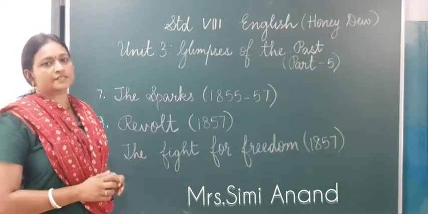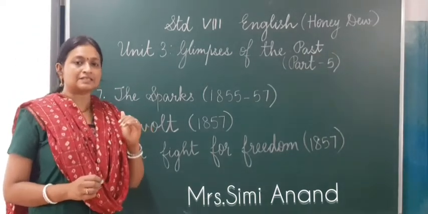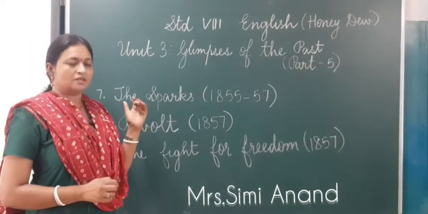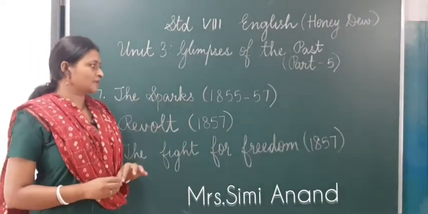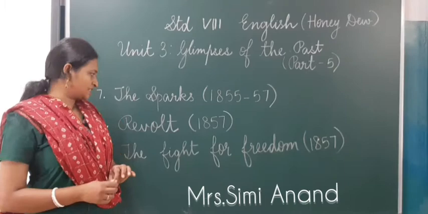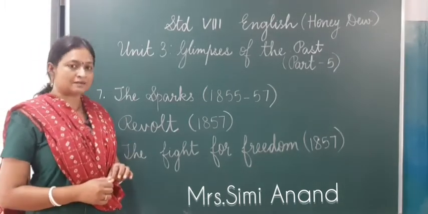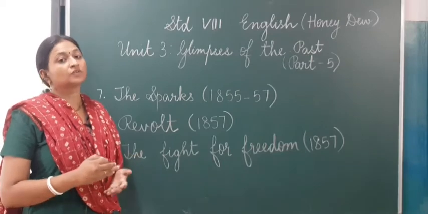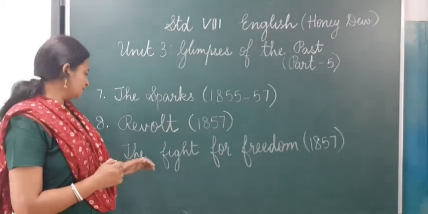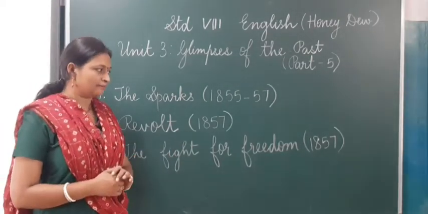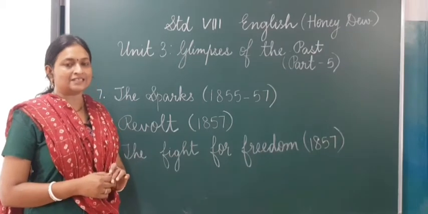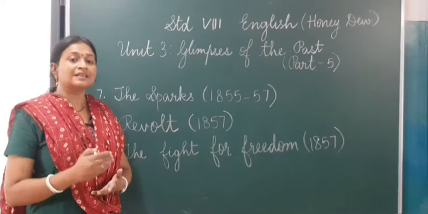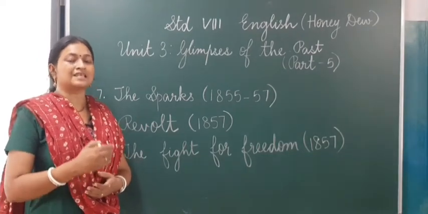In this session we will be basically covering 3 main points. 7th point, the sparks, which is between the year 1855 to 57. 8th one, that is the revolt, year 1857, and the last topic of this chapter, the fight for freedom, that is in the year 1857. So before we read the chapter, let's go through the difficult words and their meanings.